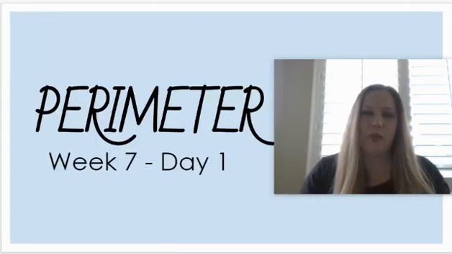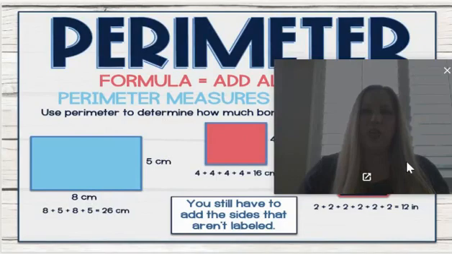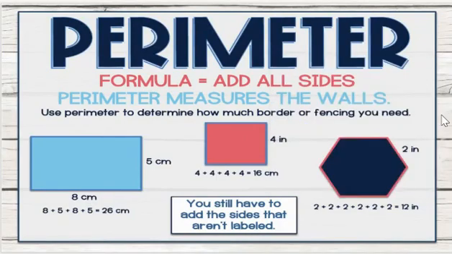This week we are going to talk about perimeter. Last week we talked about area. If you're thinking about a room, area is going to measure the floor. If you're thinking about a playground, the area is going to measure the grass. But this week we're going to talk about perimeter.